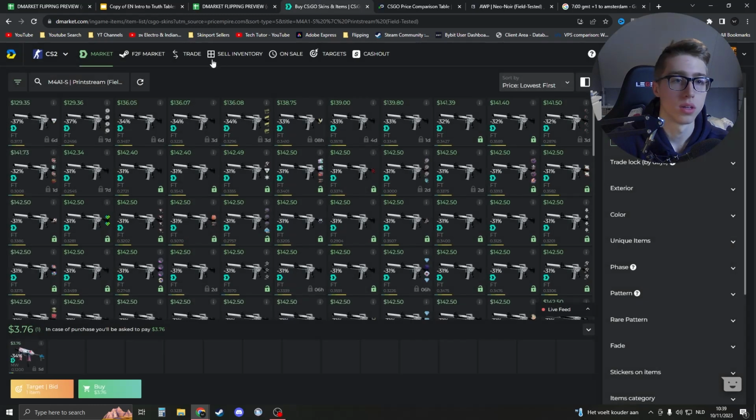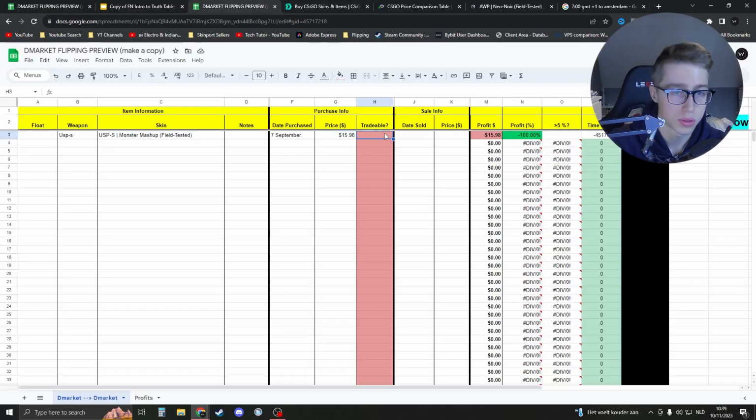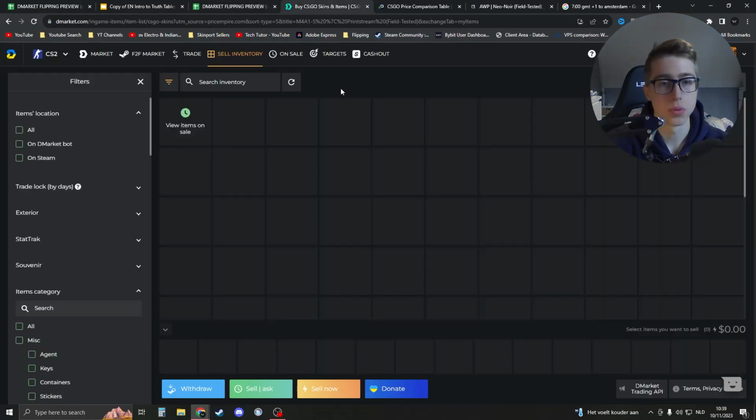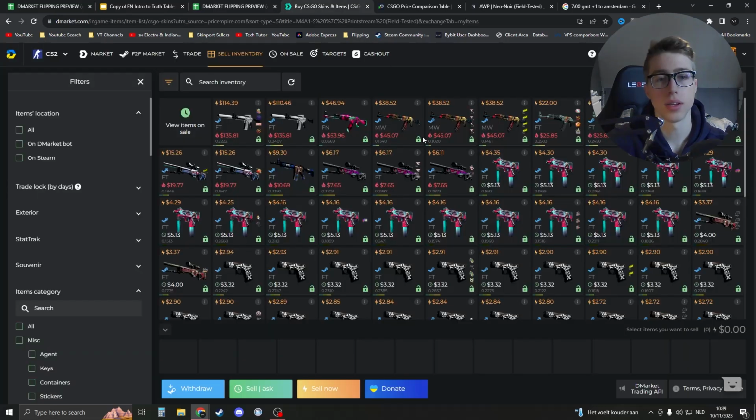Okay, boom. You go to your inventory. Oh, the USP Monster Mashup is tradable. Okay, then you press yes. And then you're gonna put the skin on sale. So for example, I put the skin on sale for 16.99. That can be the case. So I put in the sales price so I know how much I make. I wait for it to sell.